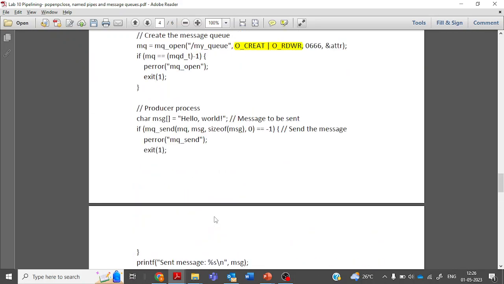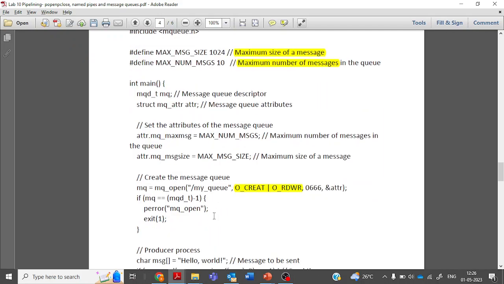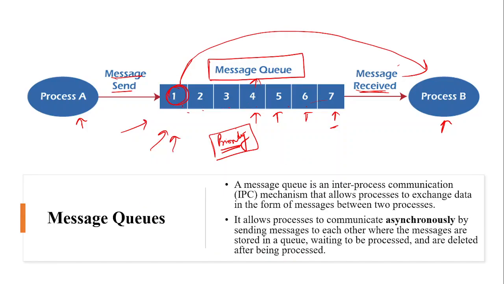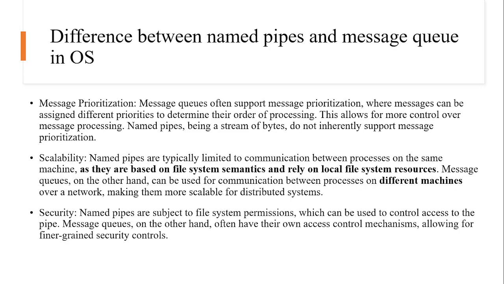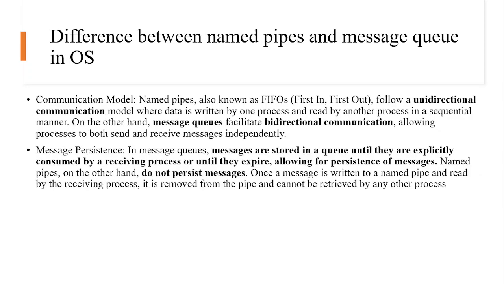And that's how the second program implements the message queues. So this was about the message queues that you will have to implement. And these are some differences between named pipes and message queues in operating systems. On the basis of communication model, the named pipes, also known as first in first out, allow the unidirectional communication model, where the data is written by one process and is read by another process in a sequential manner.